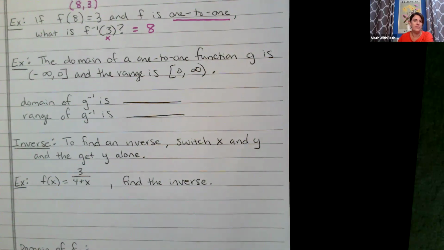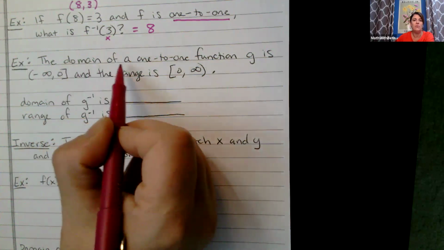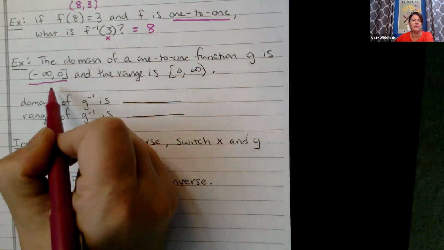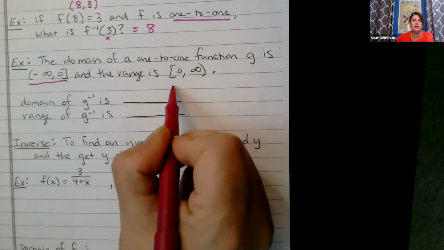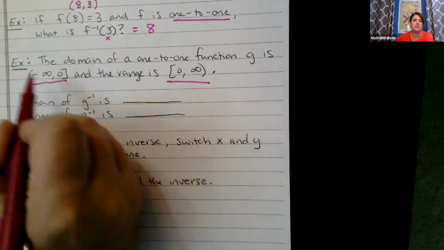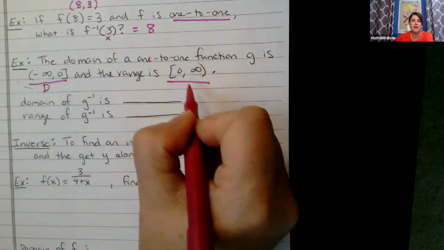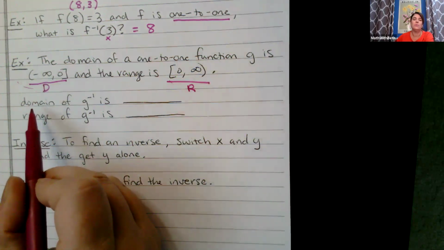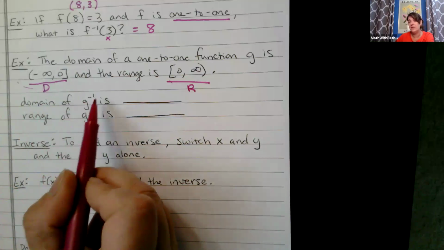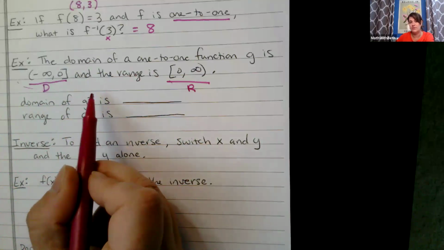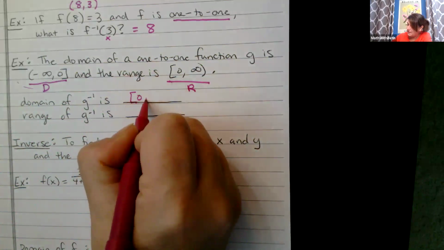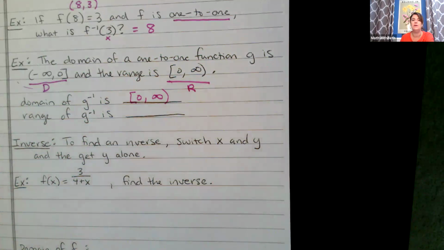So same with domain and range. The domain of a one-to-one function g is this. So that's the domain of the original. And the range is this. So this is my original domain and range. Now they're asking me what would be the domain of the inverse. That's what this means, g inverse. So the domain of the inverse would be the same as the range of the original.